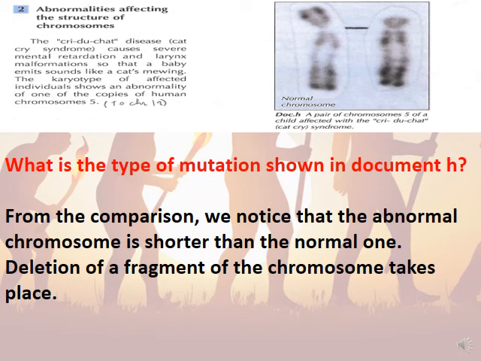Here, what is the type of mutation? Comparing these two copies shown in document H, we notice that the abnormal chromosome is shorter than the normal one. So we have a deletion of the chromosome. A fragment of the chromosome was deleted, and this was the case for Cri-du-chat syndrome.